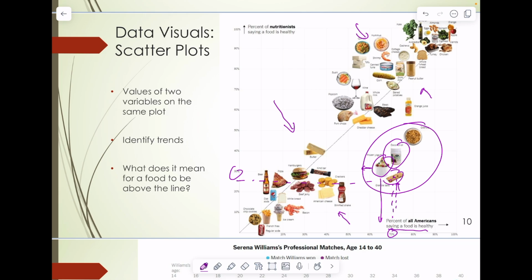What does it mean for a food to be above the line? Well, for a food such as popcorn, let's say, to be above this line, that would mean that more nutritionists say it's healthy than the average American.